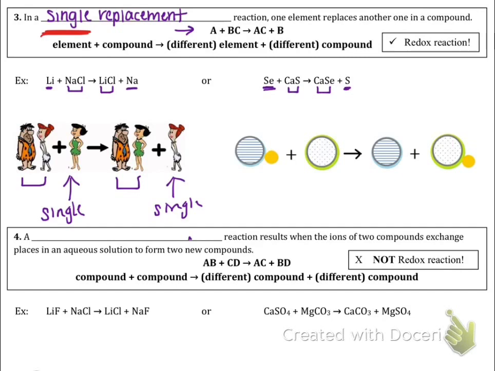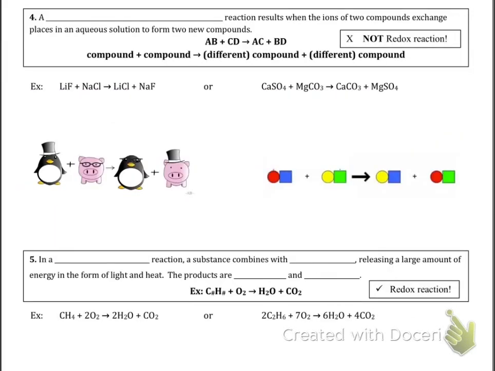Okay, the next type is called double replacement. This one is usually easy to spot. It's when you have a couple with another couple and you switch partners. I like to say you're switching dancing partners, right? Here you have a penguin in a hat, pig in glasses. On the other side, you have a penguin with glasses, pig in a hat. So they basically are swapping partners.